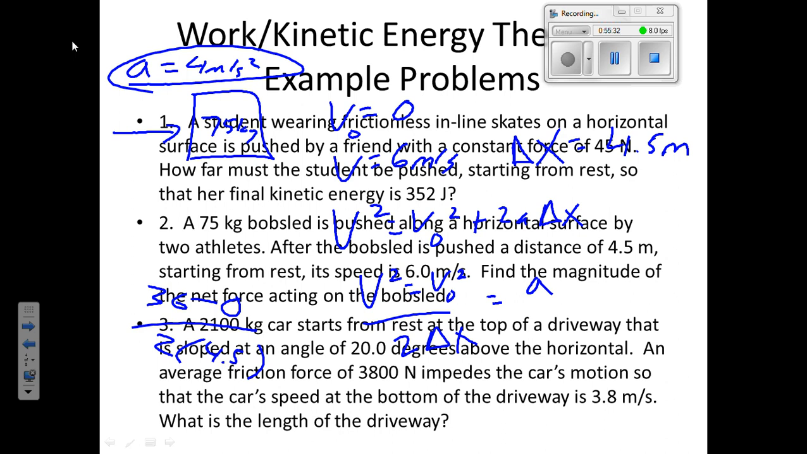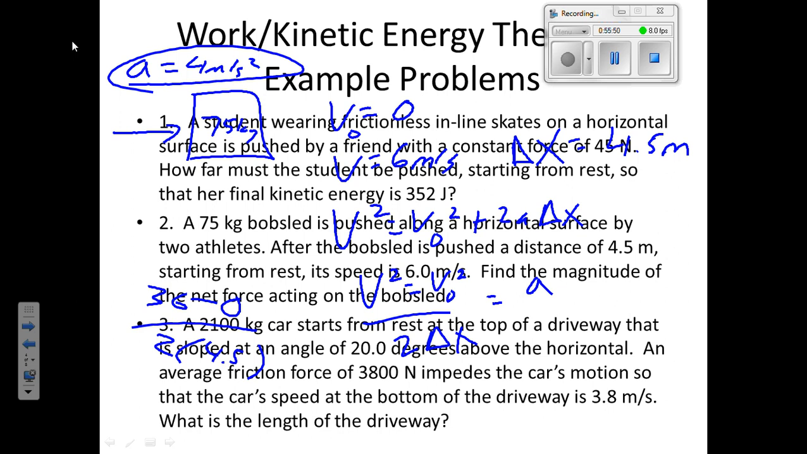We're trying to find the net force. So to do that, we need to go 4 times 75. So we're going to end up with 300 what? Newtons. We're looking for force, 300 newtons.